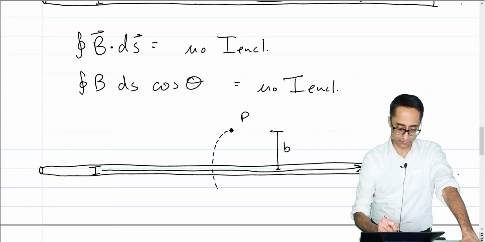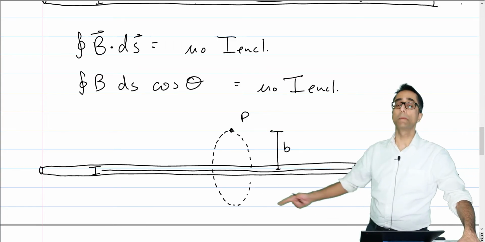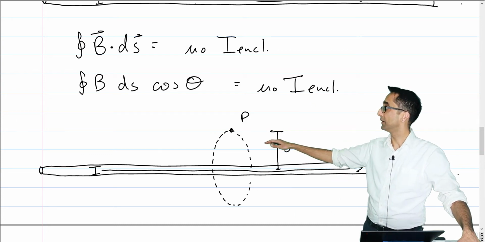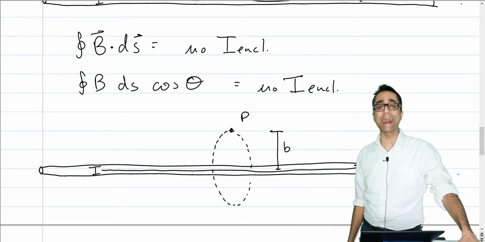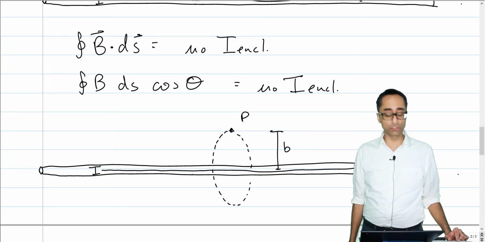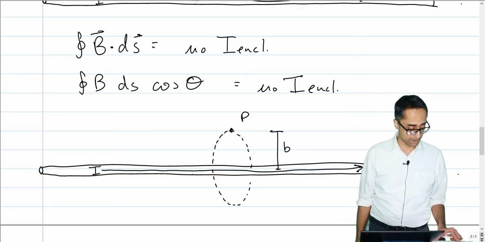draw this circle. Wow, that looks amazing. And that circle completely surrounds my wire. It is symmetric around I, and it goes through my point P. So I'm good. And we will always use that circle to go around a cylindrical wire.